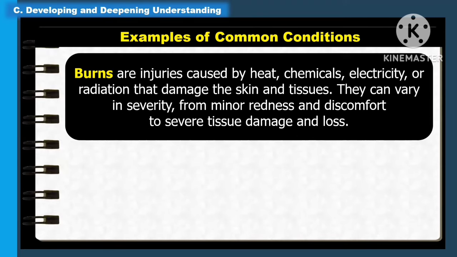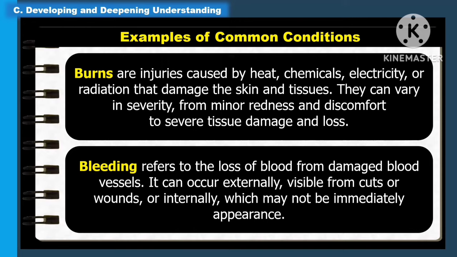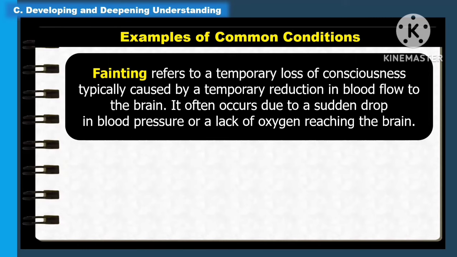Another example of common condition is the burns. So burns are injuries caused by heat, chemicals, electricity, or radiation that damage the skin and tissues. They can vary in severity from minor redness and discomfort to severe tissue damage and loss. And another one is bleeding. It refers to the loss of blood from damaged blood vessels, and it can occur externally, visible from cuts or wounds, or internally, which may not be immediately apparent.